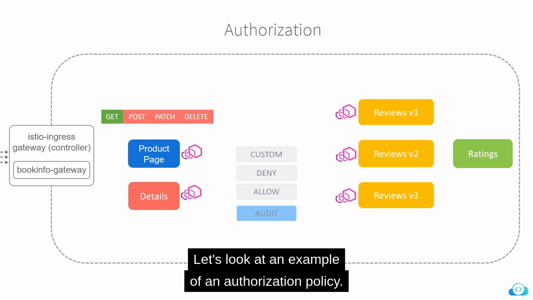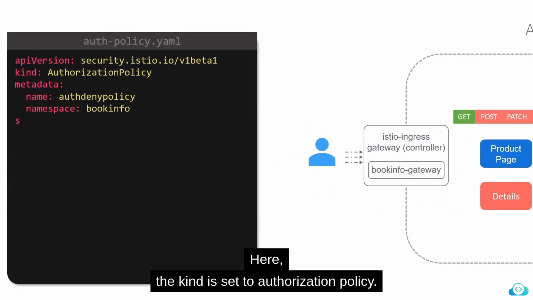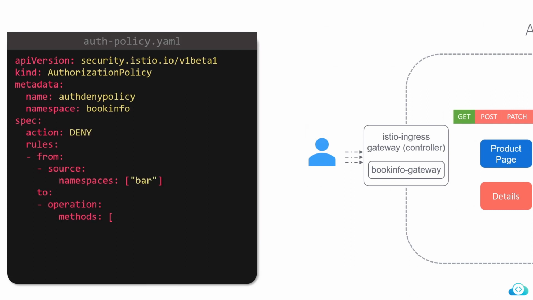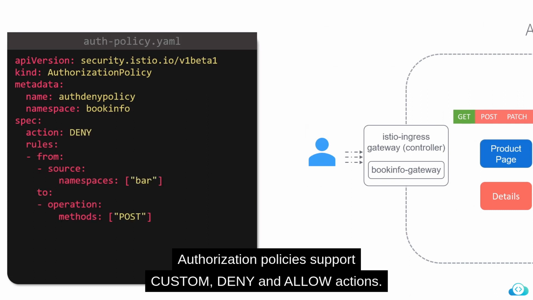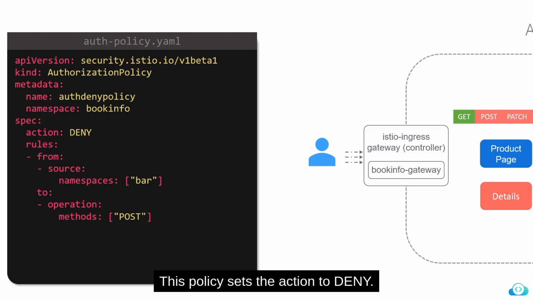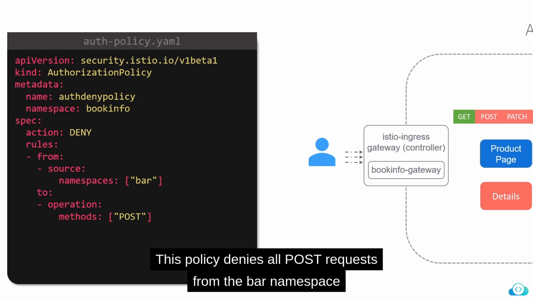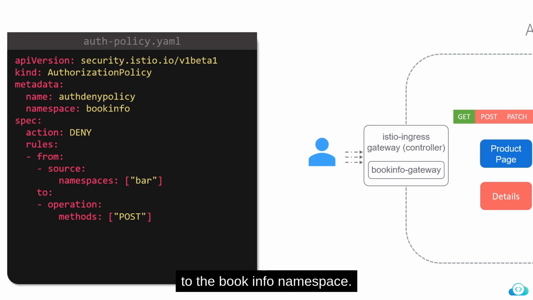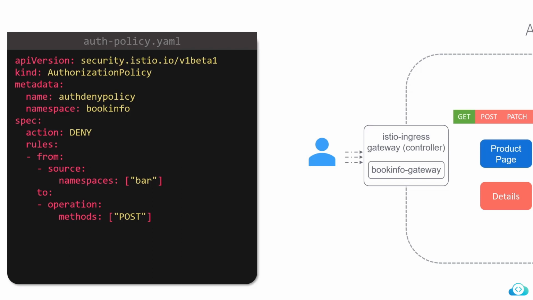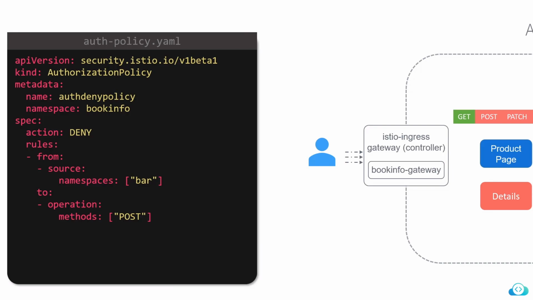Let's look at an example of an authorization policy. Here, the kind is set to authorization policy. Authorization policies support custom, deny, and allow actions. This policy sets the action to deny. This policy denies all POST requests from the bar namespace to the bookinfo namespace. Let's head over to the demo and look at a better example.